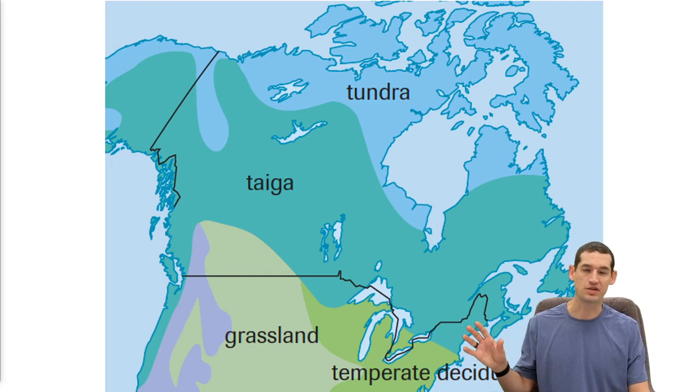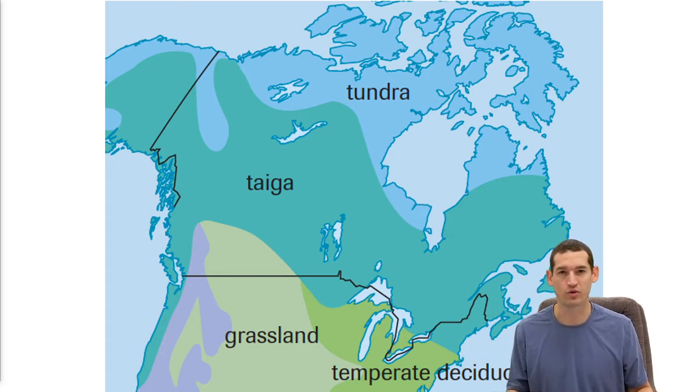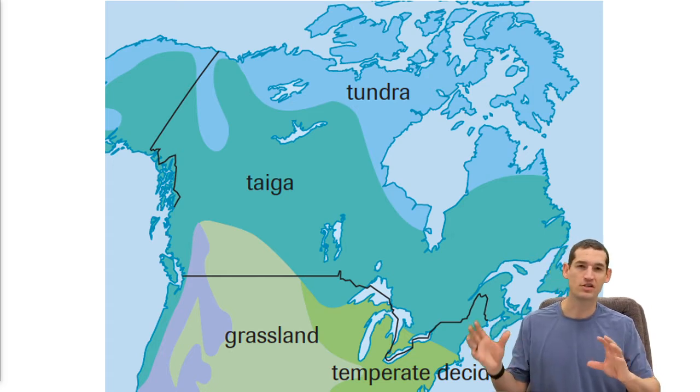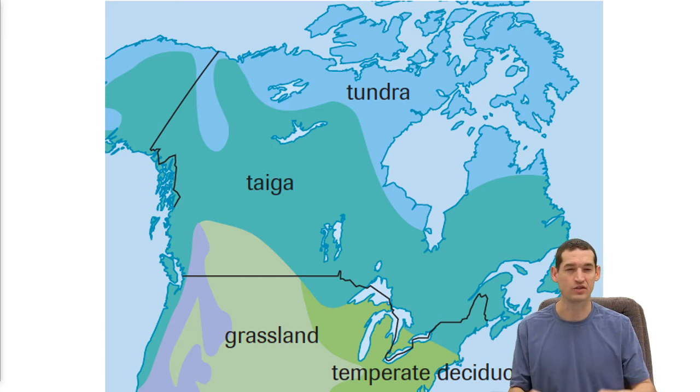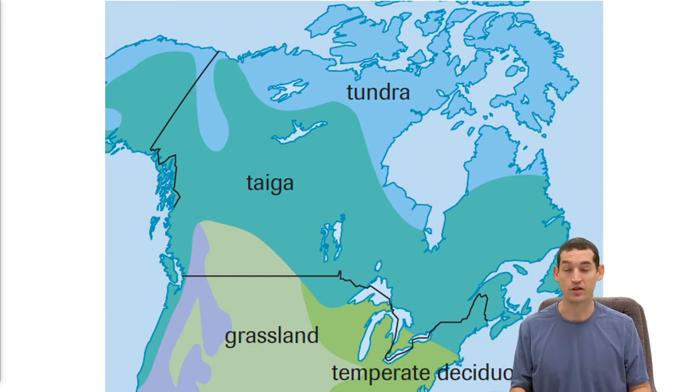Now, this map is a little bit subjective. Depending on the textbook you read or who you're talking to, they may draw those border lines a little bit differently between certain areas. But this gives you an idea of the 4 main biomes that are in Canada. There are really only 2 of those that we're going to look at in a lot of depth, but we are going to look at temperate deciduous forest in a little bit.